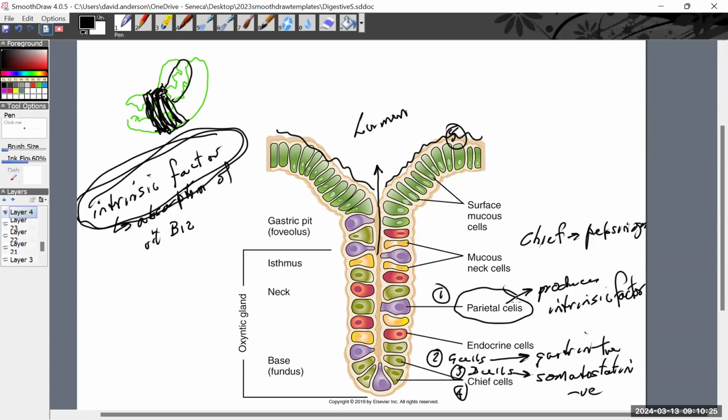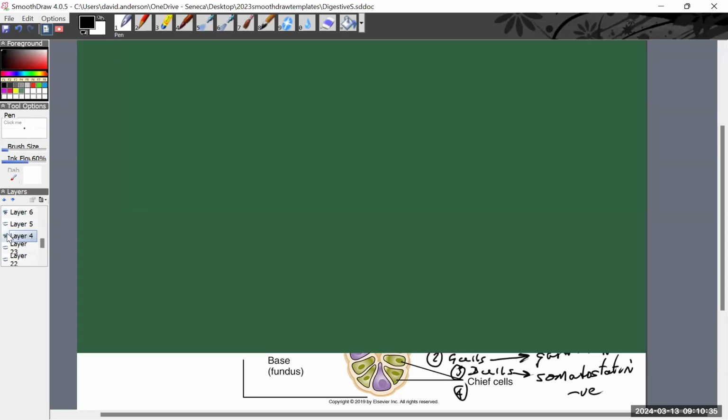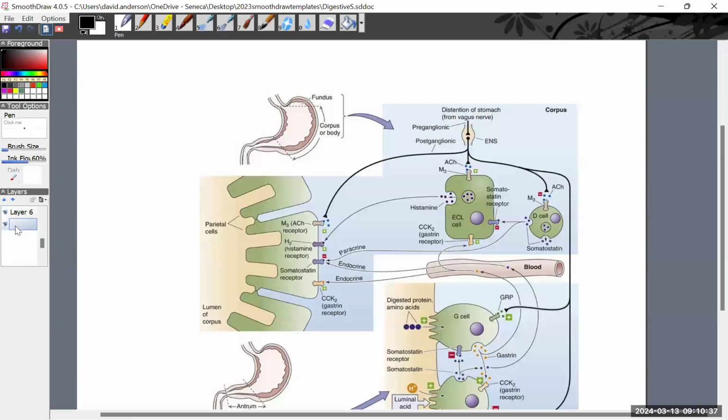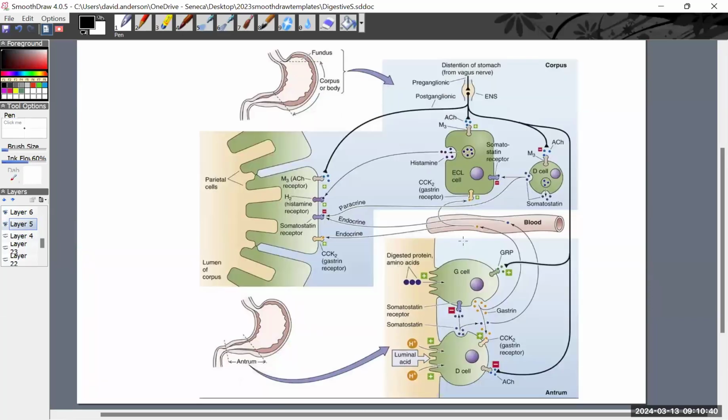Okay. So another diagram I'm going to show you that helps us understand the interactions between all these different cells in the stomach is this one. So here we have our stomach. So there's our fundus, our body. This would be the pyloric region down here.